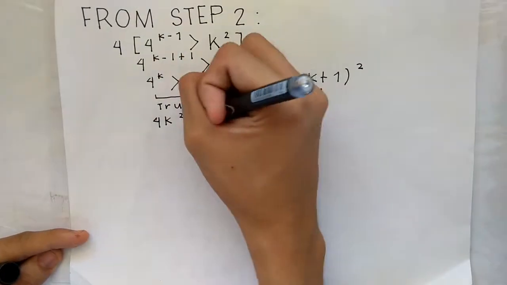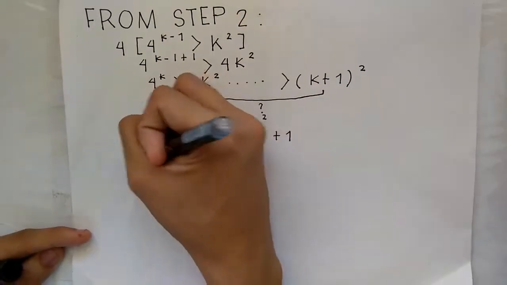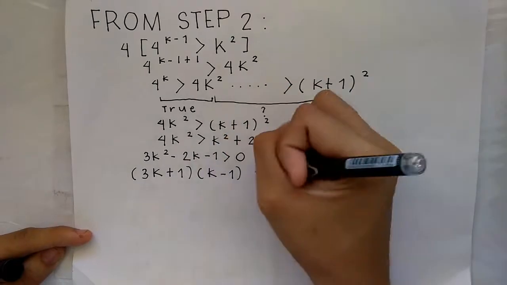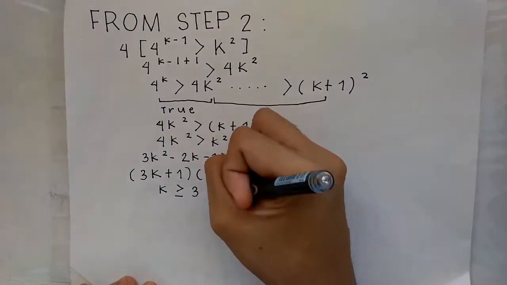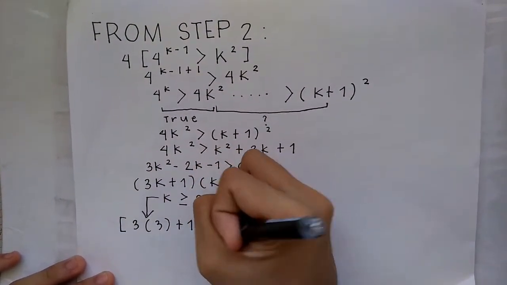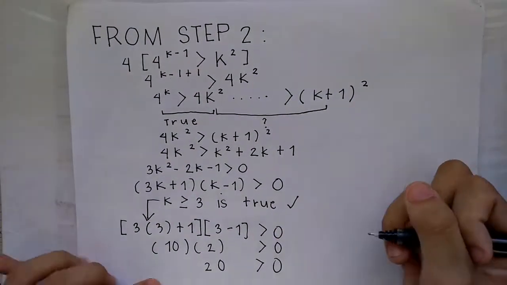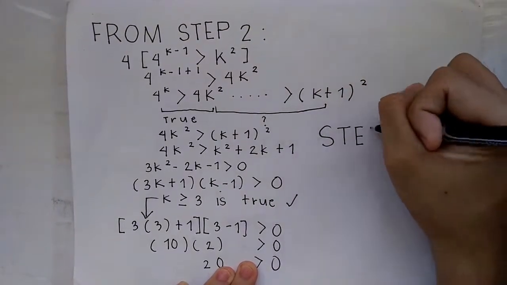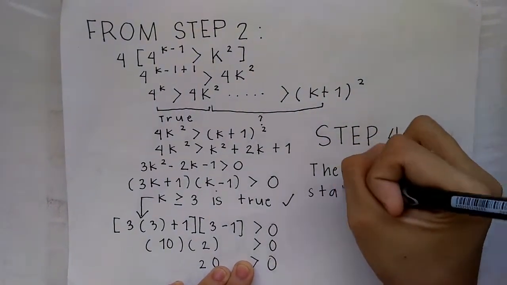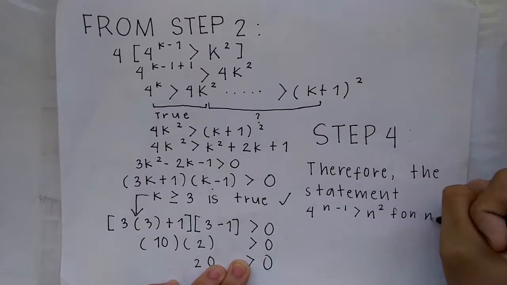In this case we use 4k squared. Expand the quantity k plus 1 squared. Transpose the combined like terms, then factor. We try to substitute 3 to the factored equation to prove that k greater than or equal to 3 is true. Therefore, the statement 4 raised to n minus 1 greater than n squared for n greater than or equal to 3 is true.